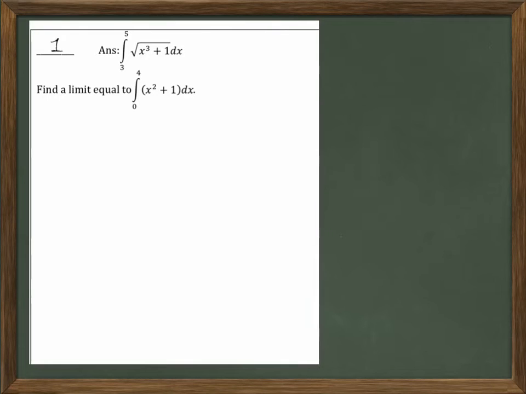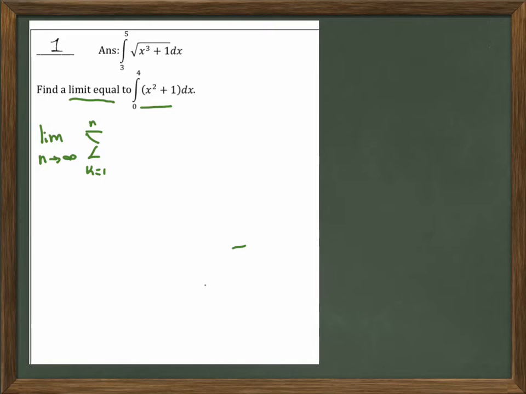Okay, on the circuit training, the first question says, find a limit equal to the integral from 0 to 4 of x squared plus 1 dx. So you know that this means you need a limit with a sum. You should know that it starts with the limit as n goes to infinity of the sum of k equals 1 to n. It doesn't matter whether it's k or j or whatever, just use it consistently.